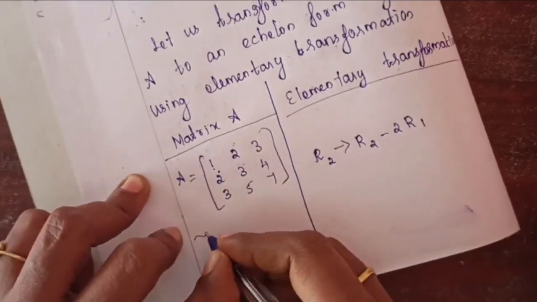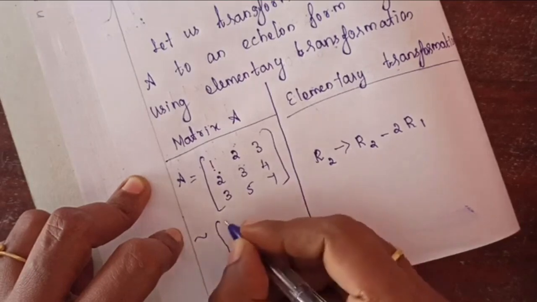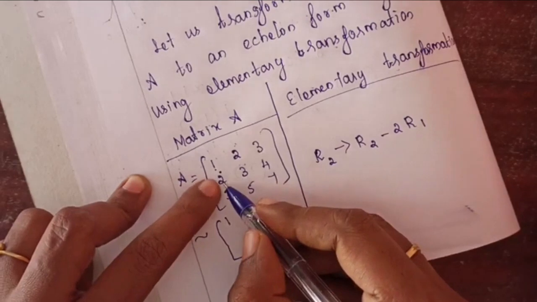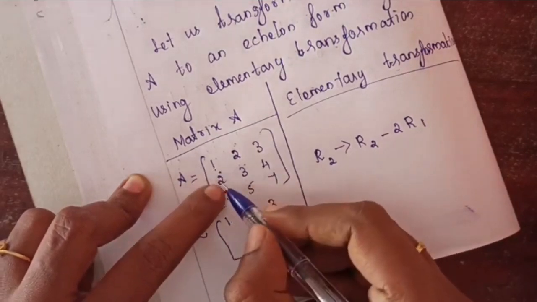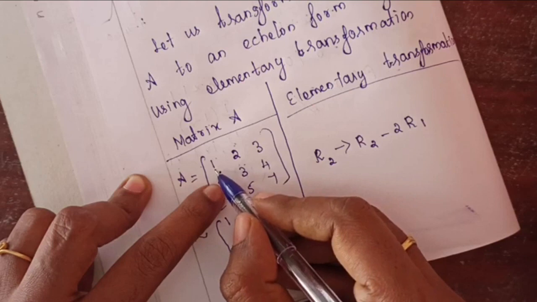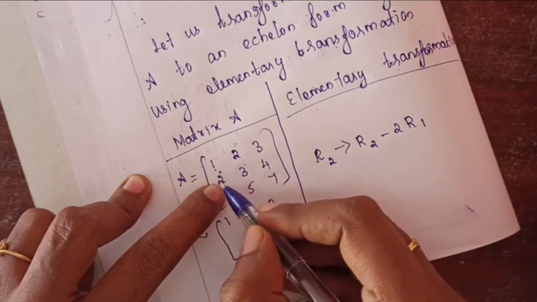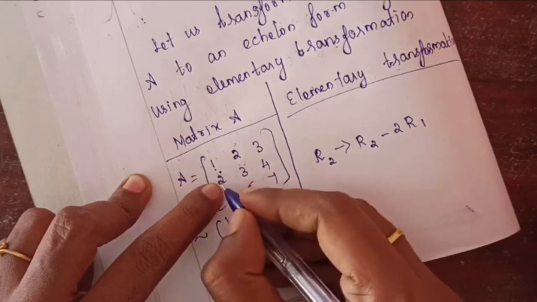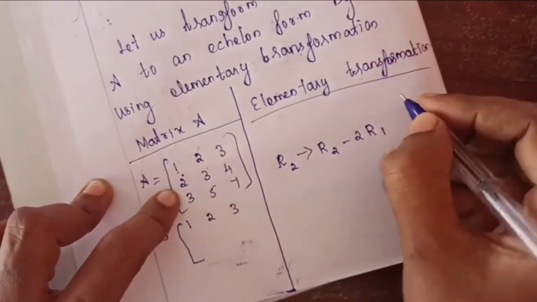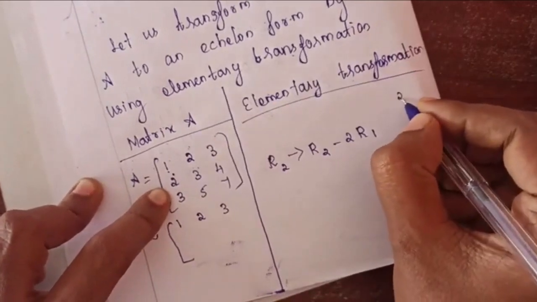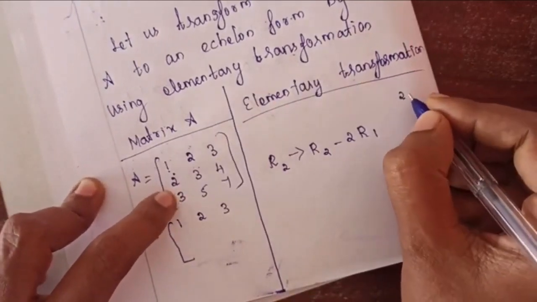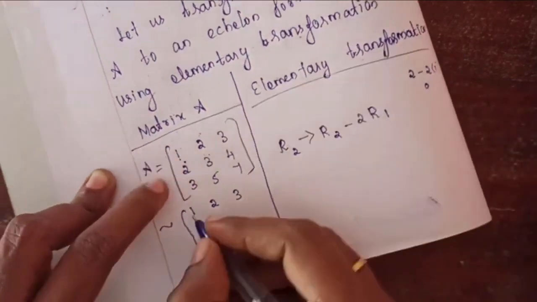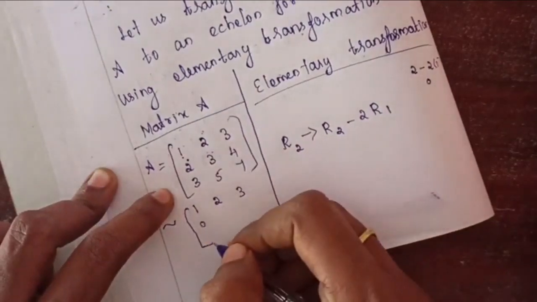So this is equivalent to, this is the symbol for equivalent to, first row as it is, that is 1, 2, 3. Second row, what am I going to do? R2 minus 2 into R1. So here R2 is 2 minus 2 into R1. Each and every element you need to do. Understand? 2 minus 2 into R1. If you need, you can write it on the rough work. That is, 2 is there, R2 minus 2 into R1 value is 1. So how much will you get? 0.